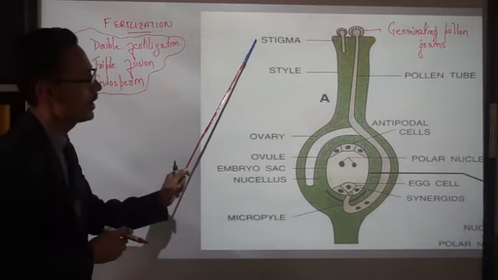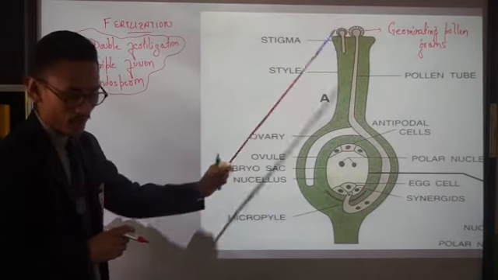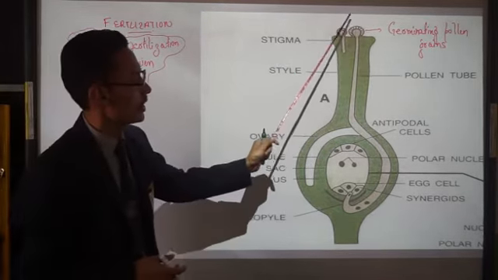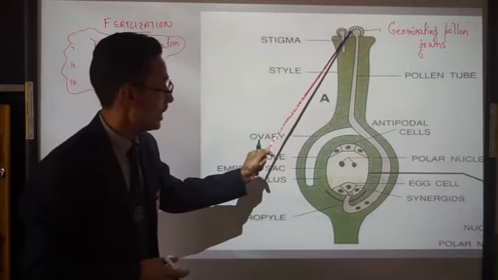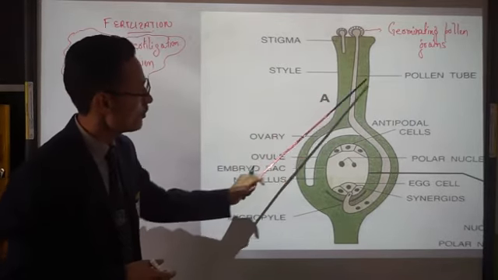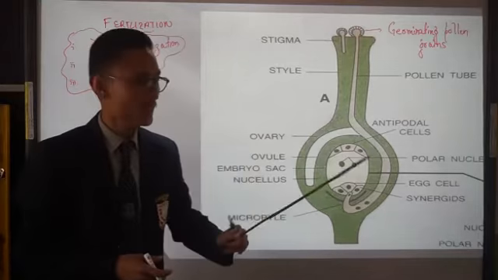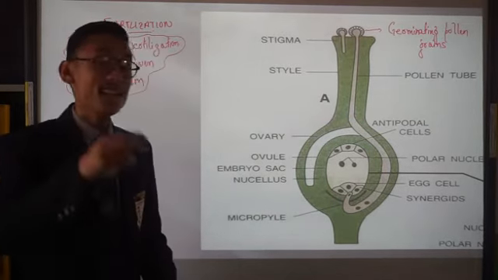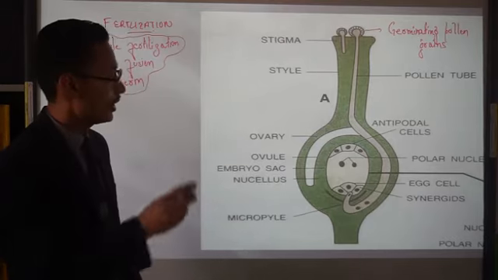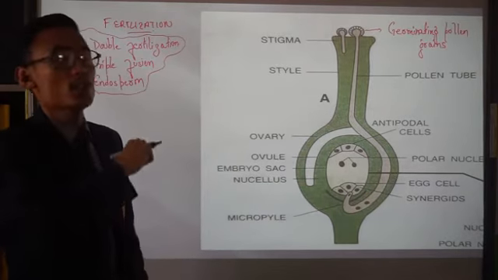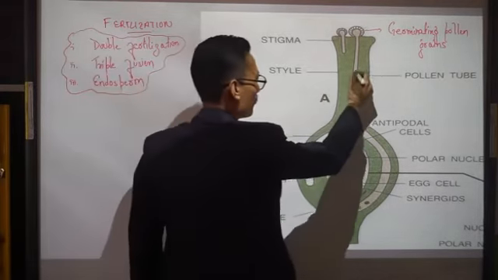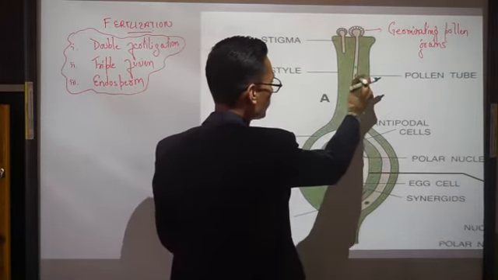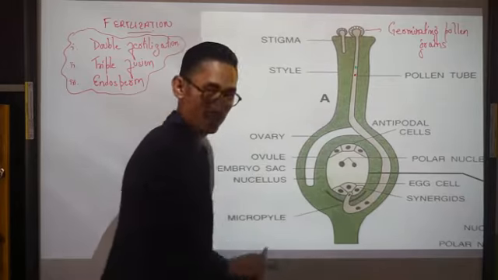So when the pollen grain reaches the stigma, it will germinate. When the pollen grain germinates, there will be formation of a pollen tube. Clear? Inside the pollen tube, we have learned that there will be 2 nuclei. We'll draw over here. So let's say this is the first nucleus, and this one is the second nucleus.